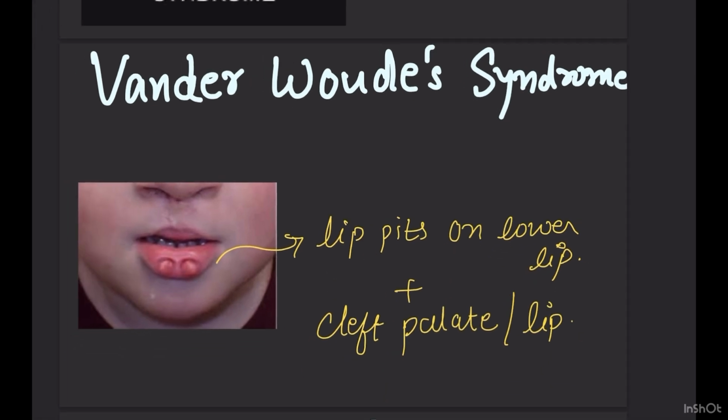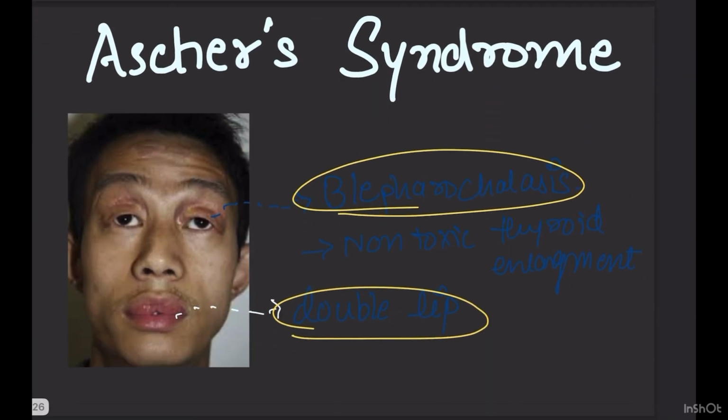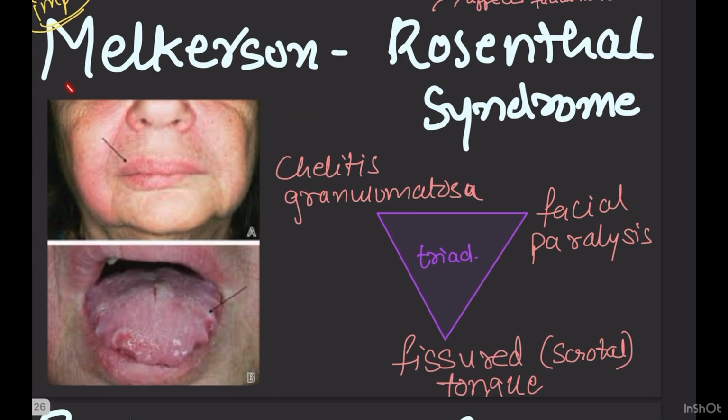Next is van der Woude syndrome. Here lip pits are seen on the lower lip, which is also associated with cleft palate or cleft lip, or both. Then Ascher syndrome. Here we see blepharochalasis, meaning edema of the upper eyelid. Then double lip, which is a characteristic point, and non-toxic thyroid enlargement. Next is Melkersson-Rosenthal syndrome, which has a classical triad of cheilitis granulomatosa, facial paralysis, and fissured tongue or scrotal tongue.